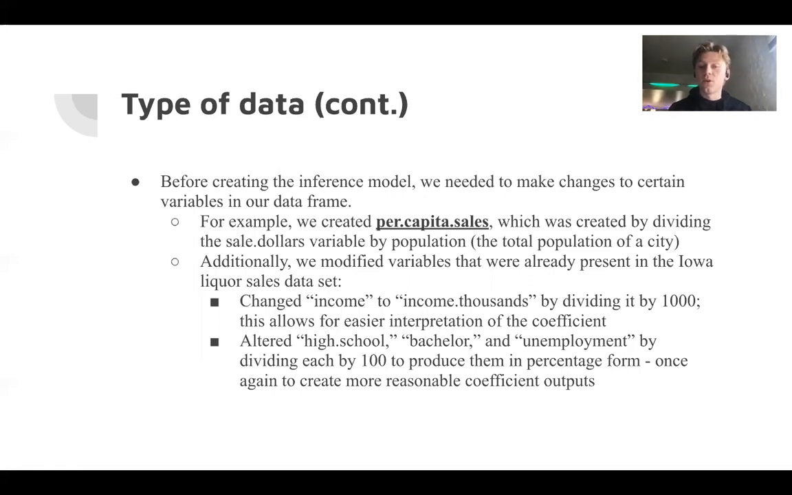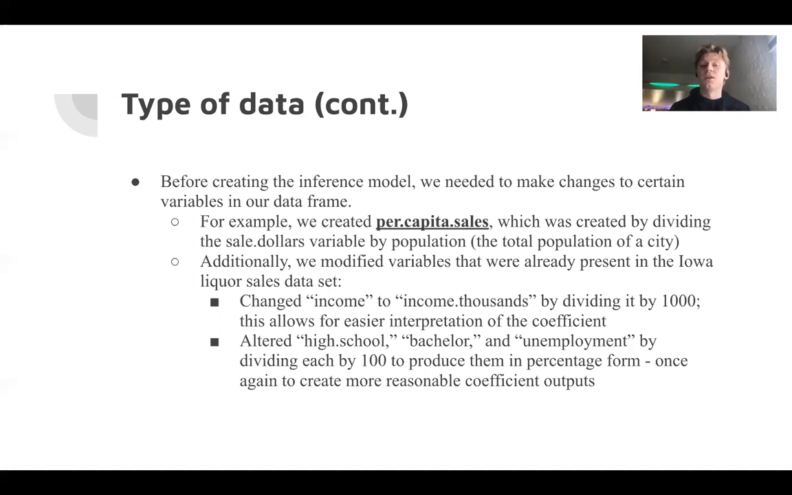Like I was saying before, we created a per capita sales variable, which was created by dividing the sales dollars variable that was previously provided by population. We realized that sales and population went hand in hand pretty closely together, so we couldn't sacrifice the dependent variable without accounting for population itself.